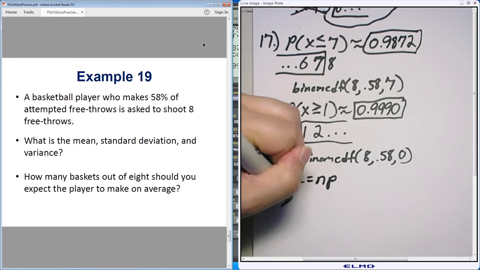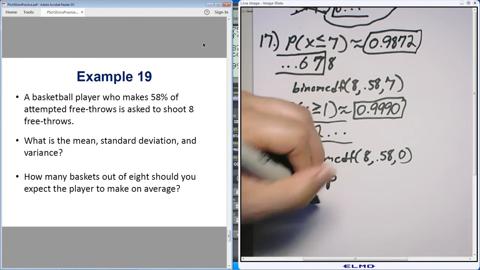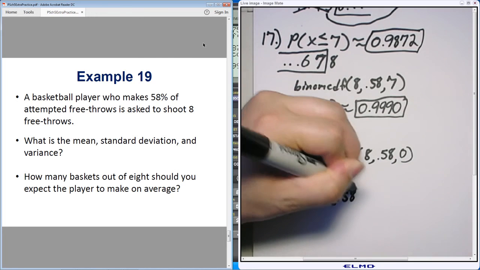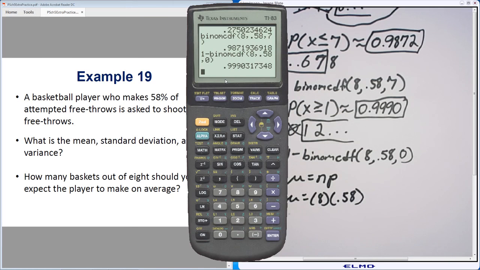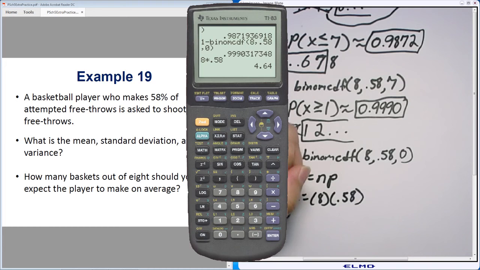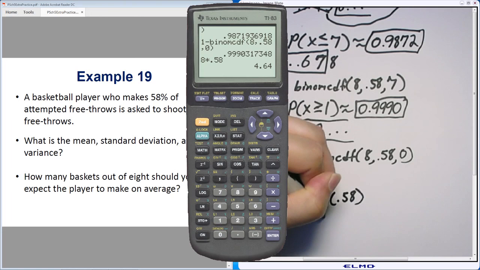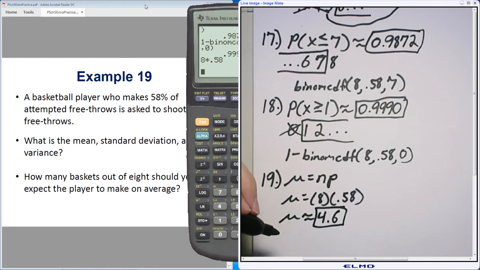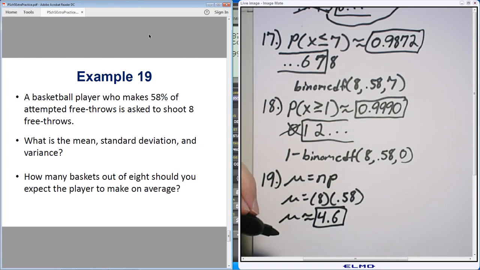All right, for this binomial distribution, n is the number of trials. That would be 8. So we have 8 times the probability of success, 0.58. We have the answer. Since our number of successes are in the ones place, I'm going to round this to 1 decimal place. So 4.6 will be fine. So mu is about 4.6. I want to box that in so it'll be easier to find as we go.